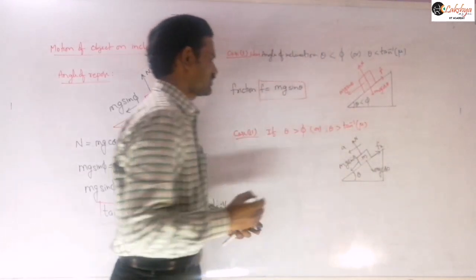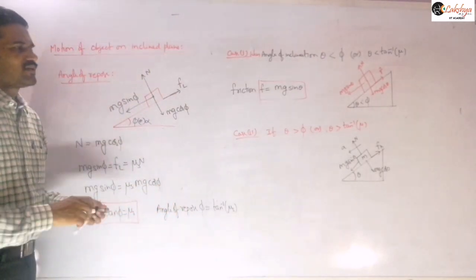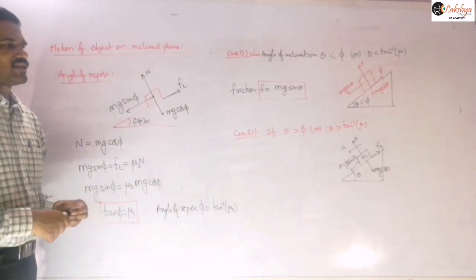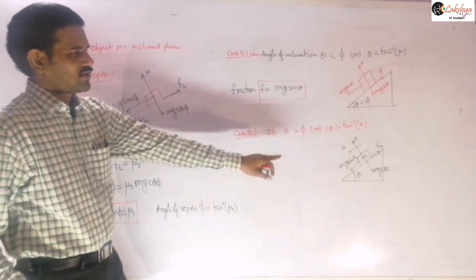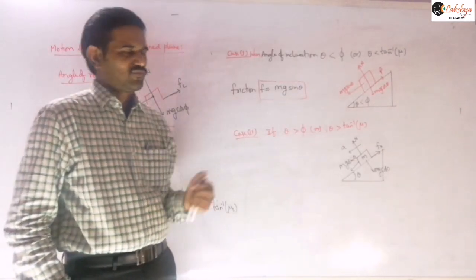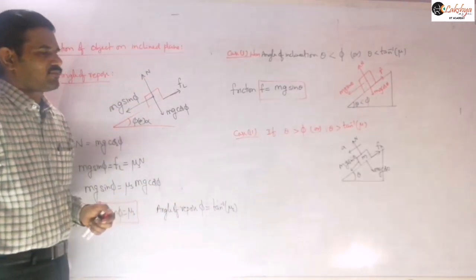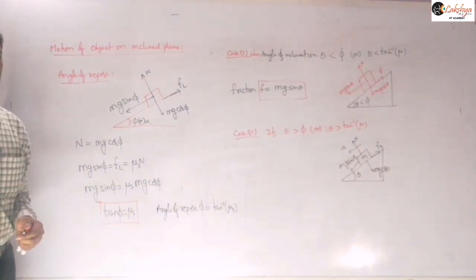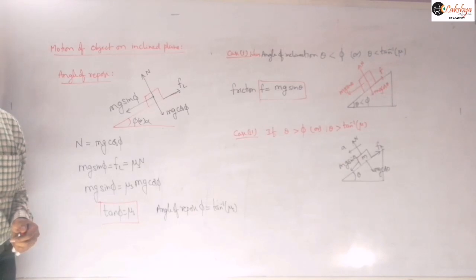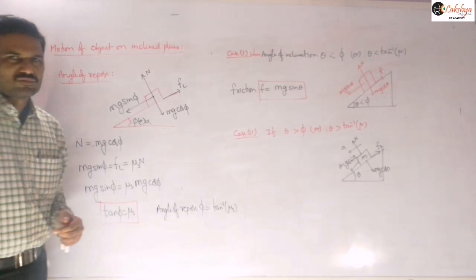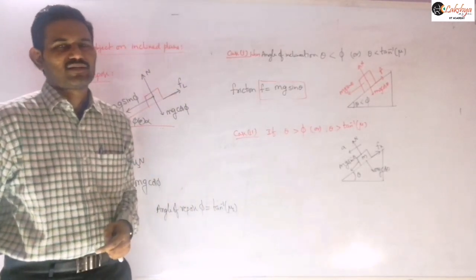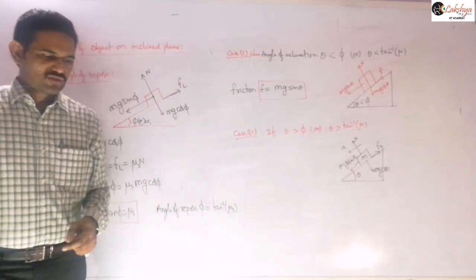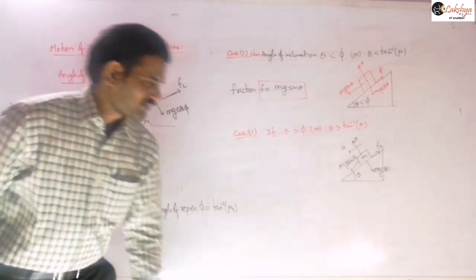Just to mention, if theta is greater than phi, that means theta is the angle of inclination and phi is our angle of repose. If the angle of inclination is greater than the angle of repose, then the body starts sliding down with some acceleration.